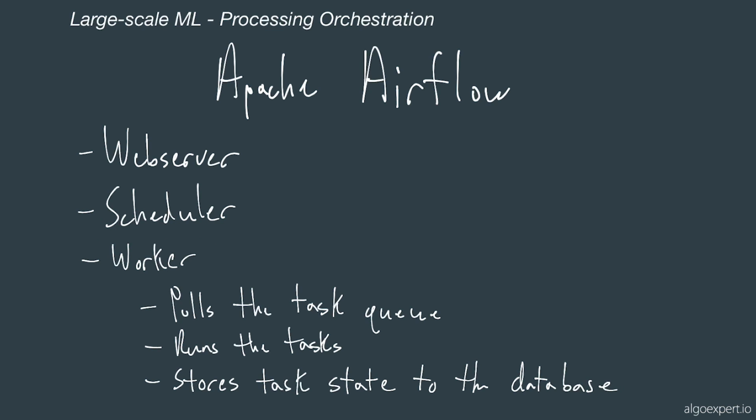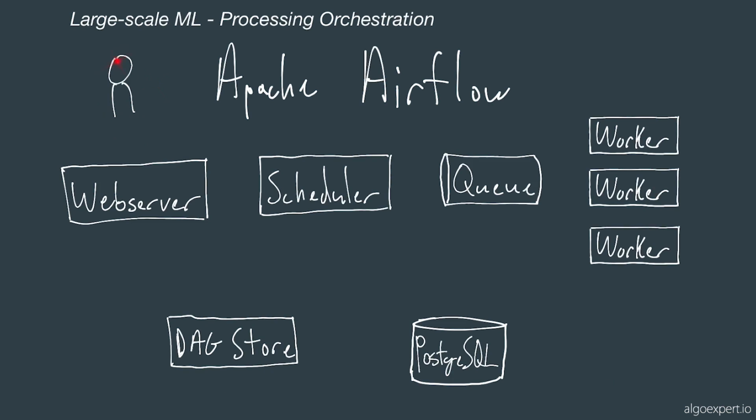Let's go ahead and see a diagram of how this would play out. So here we have our user. This is our web server scheduler. This is a queue, all of the workers. This is the database, and this is the DAG store.